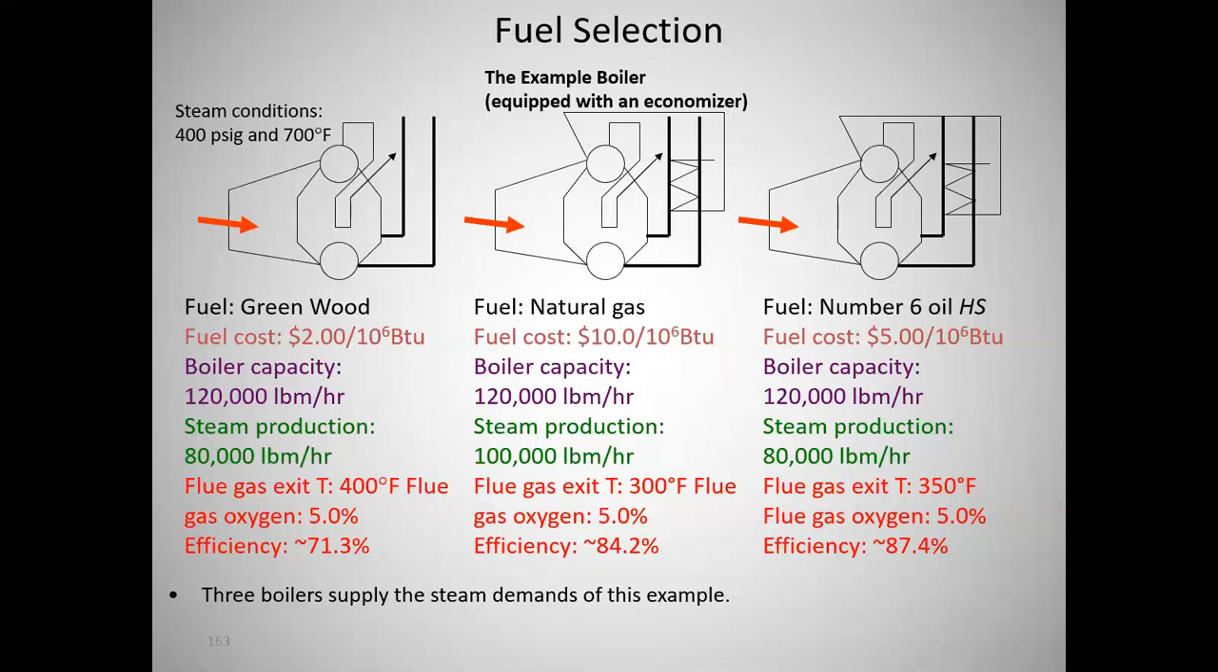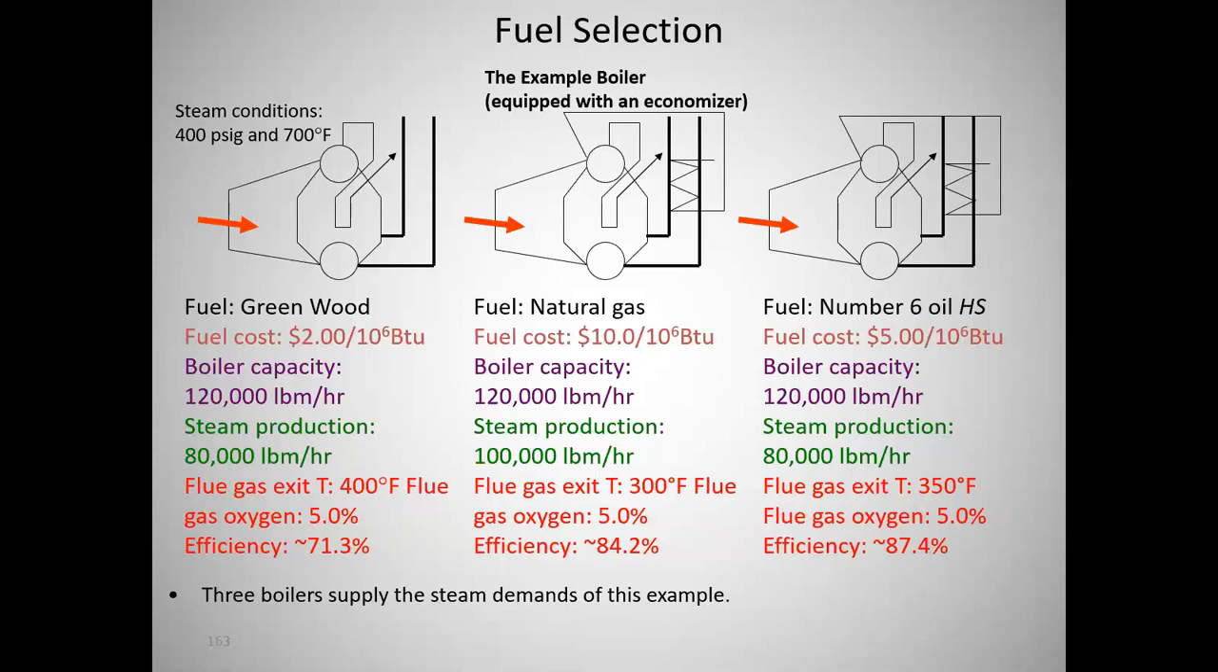Now these days, the price of natural gas is probably 3 or 4. But anyway, at least in the example, natural gas is a great fuel, there's no doubt about it. The boiler capacity is the same. Steam production: we've got 80,000 pounds an hour from green wood, 100,000 pounds an hour from natural gas, and 80,000 pounds an hour from number 6. So that's 260,000 pounds an hour of steam being produced by these 3 boilers.